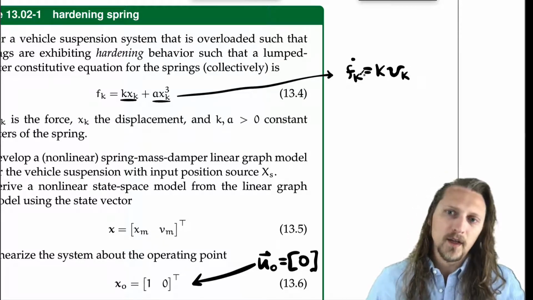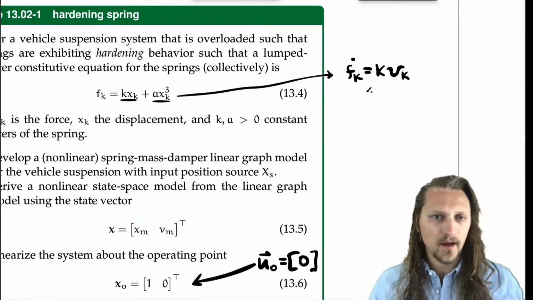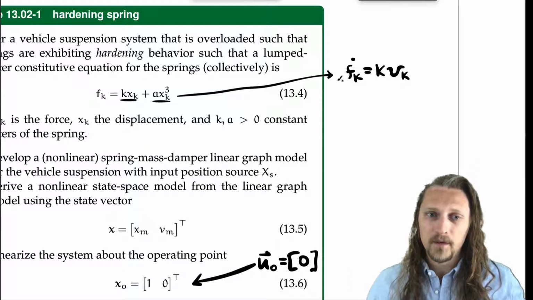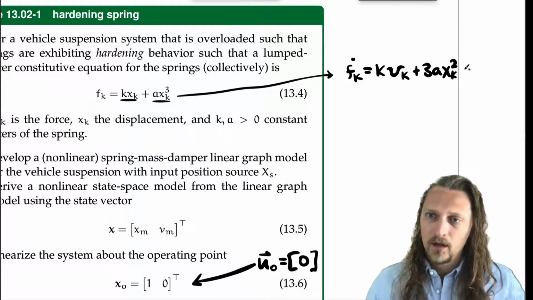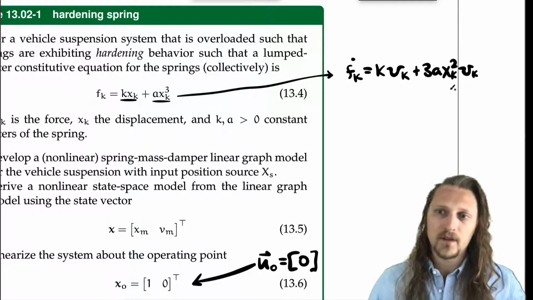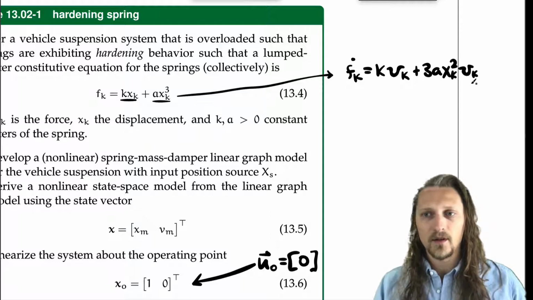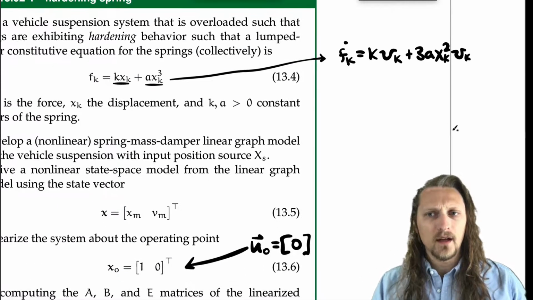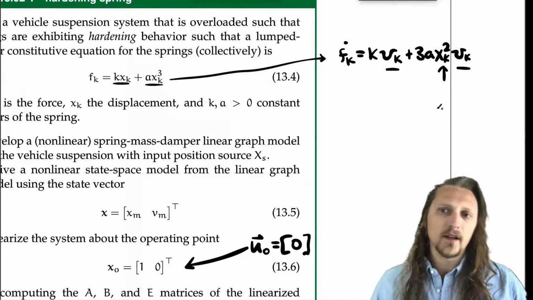Now we've got Fk, and Vk is our secondary variable. We'll eliminate that with a compatibility equation. However, now that we have this nonlinear part, we have to take the time derivative of it, and that gives us 3a xk squared times vk, xk dot. That's just the chain rule, right? Took the derivative of the xk term, and then took the derivative of xk, gave me vk. So that is fine. Vk shows up again, but now we've got this xk term.